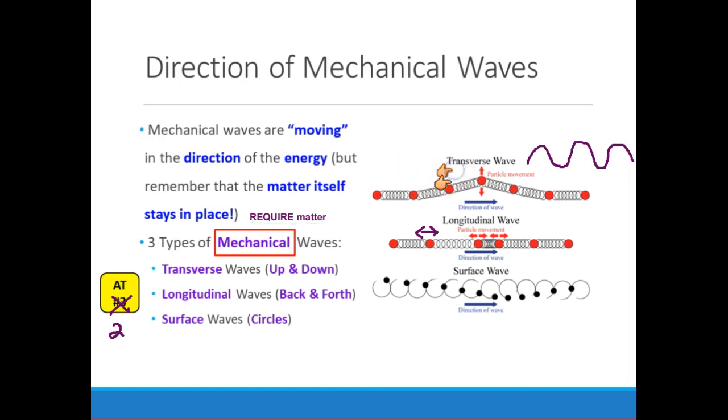So transverse waves are things like strings. Longitudinal waves are things like sound moving through air. Air is matter. And surface waves are things like earthquakes. So the ground is a type of matter, or water. So water is the matter.